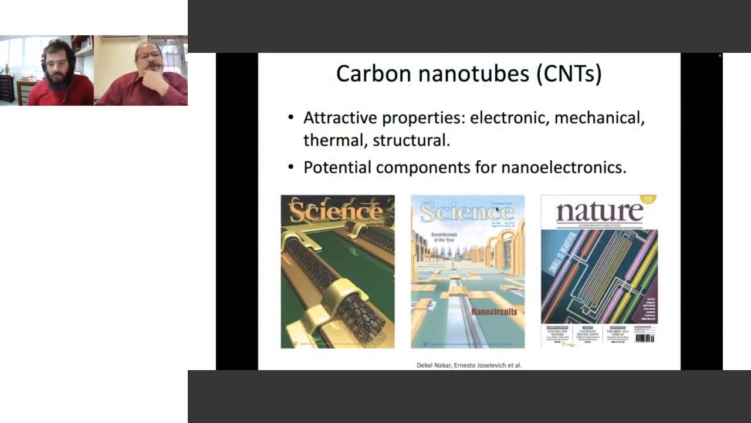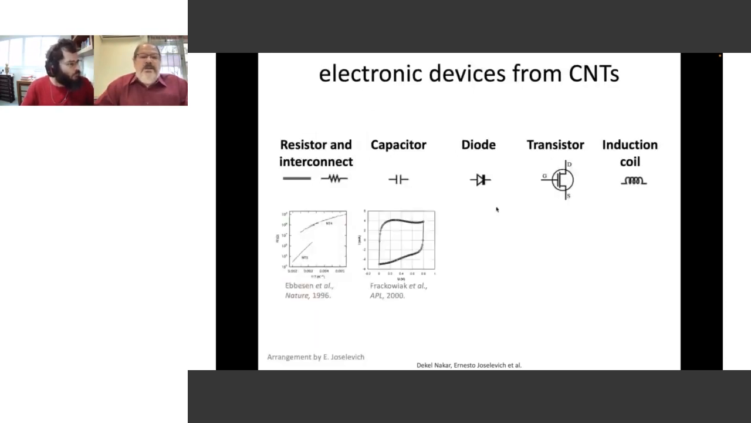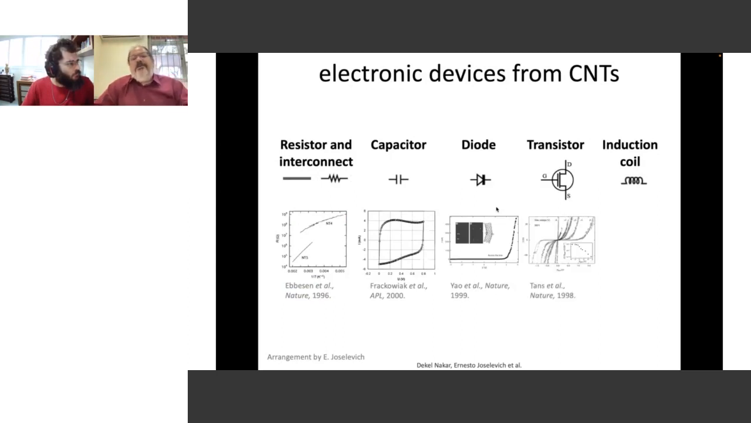Okay, but carbon nanotubes have also been used in many kinds of electronic applications, right? But in order to make a transition from the silicon electronics we have today to fully carbon-based electronics, you need to have all the basic elements. Resistor and interconnect have been done, the capacitor has been done, the diode has been done, the transistor has been done. In fact, the fastest transistor today is made of carbon nanotube. But one main component was missing.